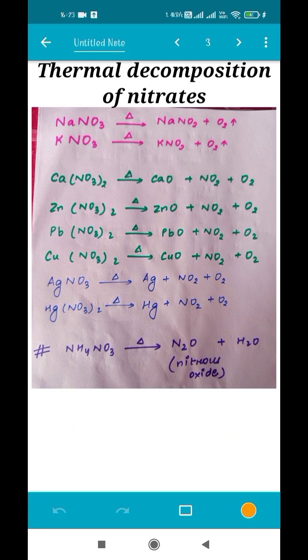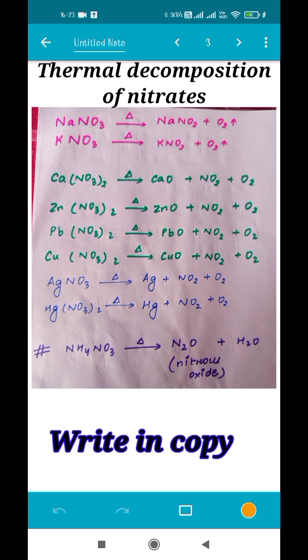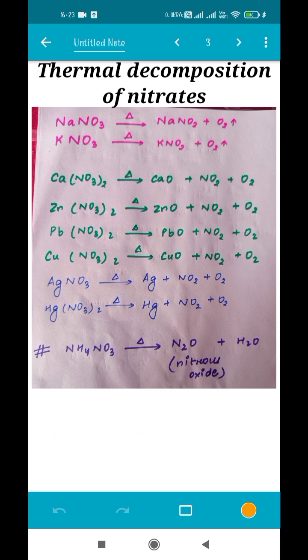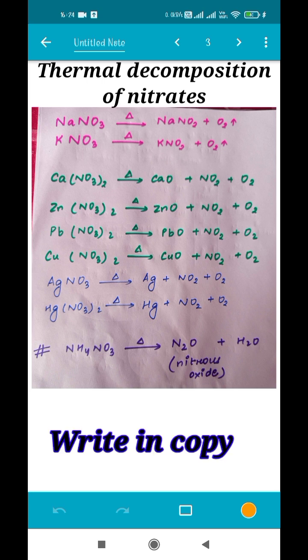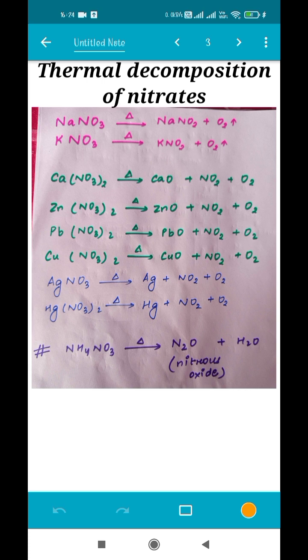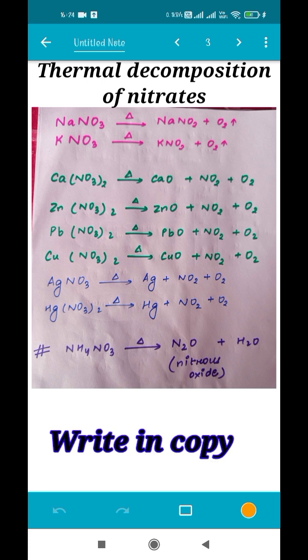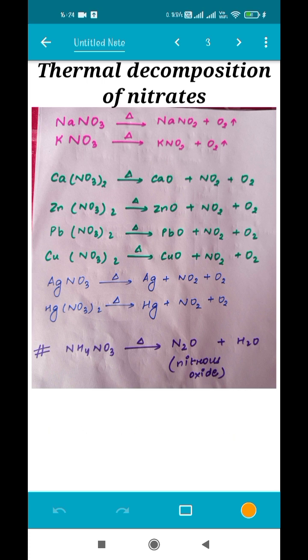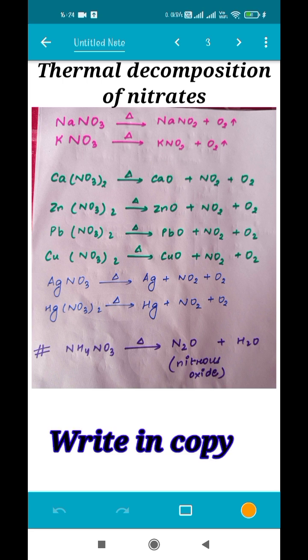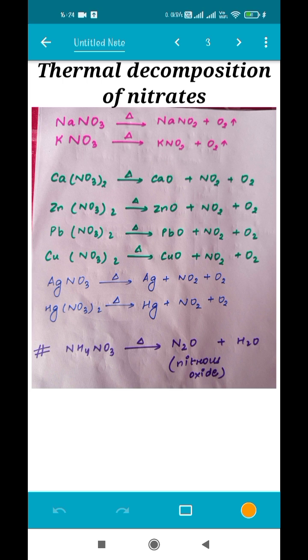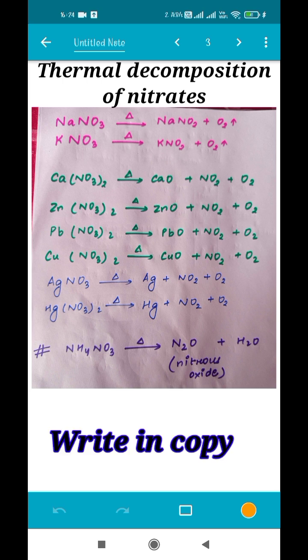When we heat calcium nitrate or zinc nitrate or the other two nitrates which I have written, we will get calcium oxide, we are getting the metal oxide, we are getting nitrogen dioxide gas NO2 and we are getting oxygen again. So oxygen is common to all the first 3 types of reactions. Similarly, if we heat lead nitrate, we are getting lead oxide, we are getting nitrogen dioxide and we are getting oxygen.